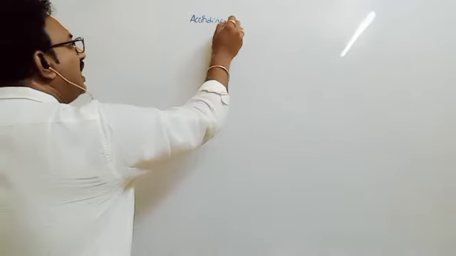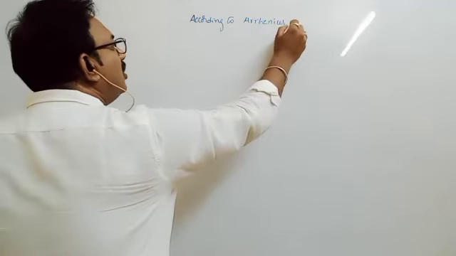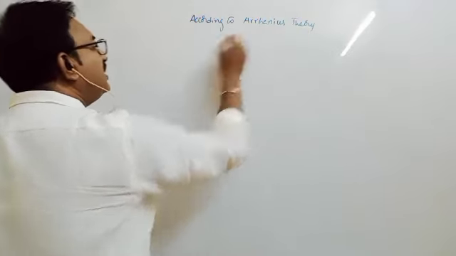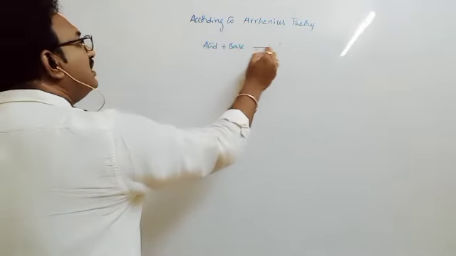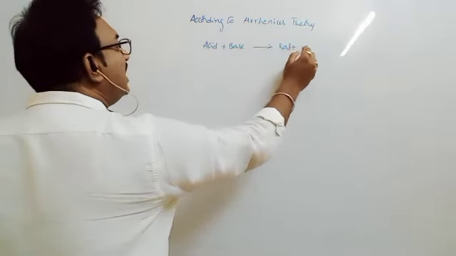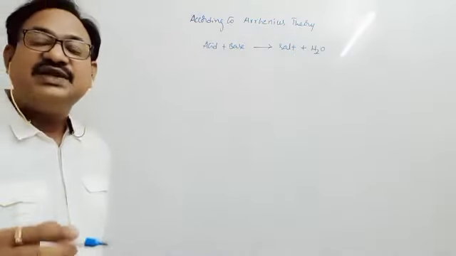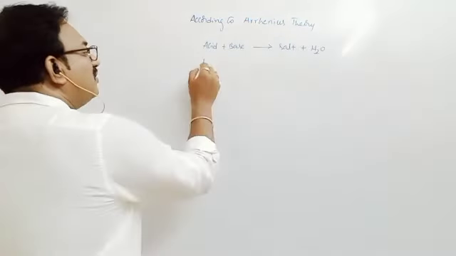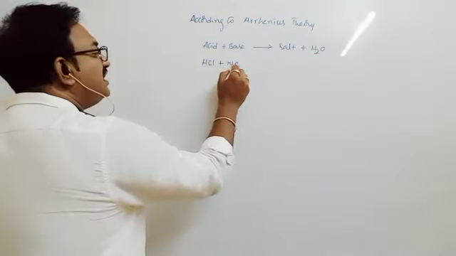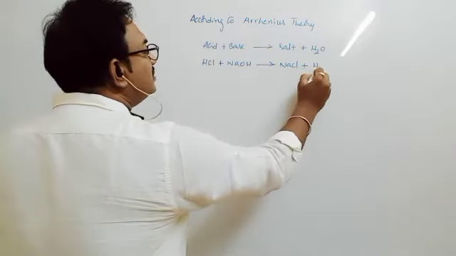According to Arrhenius theory, acid reacts with the base and gives rise to salt and water. For example, HCl plus NaOH gives rise to NaCl plus H2O.